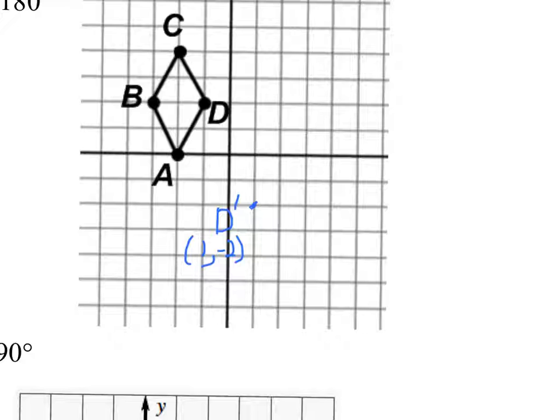Okay, so you remember the names of those points that we wrote down? A prime was at 2, 0. So 2, 0, A prime. B prime was at 3, negative 2. And C prime was at 2, negative 4.